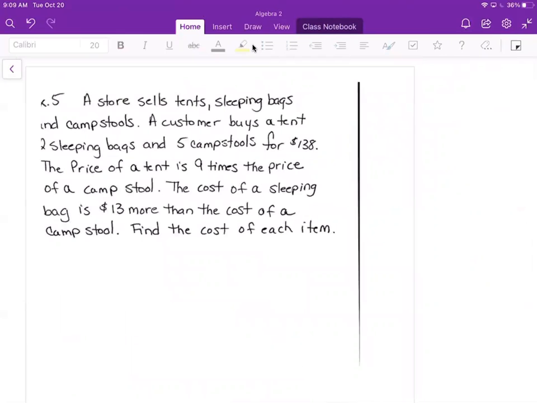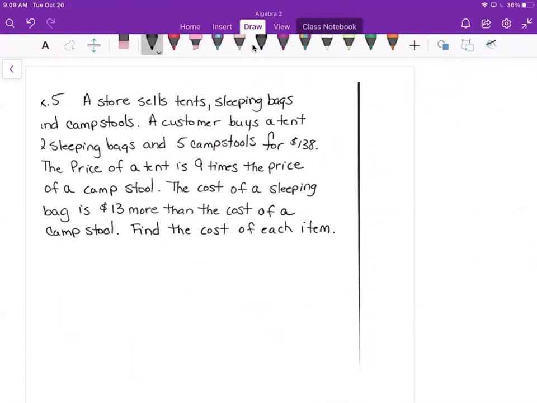A store sells tents, sleeping bags, and camp stools. A customer buys a tent, 2 sleeping bags, and 5 camp stools for $138. The price of the tent is 9 times the price of a camp stool. The cost of a sleeping bag is 13 more than the cost of a camp stool. Find the cost of each item.